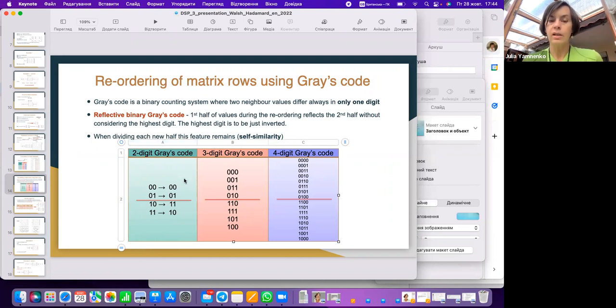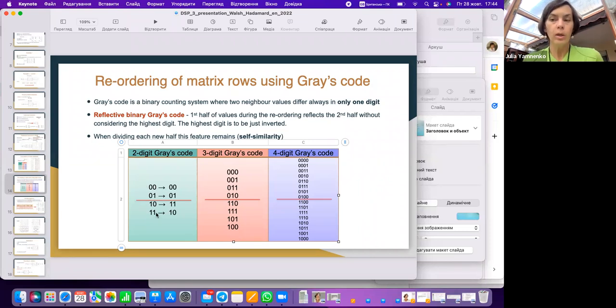There are 3 examples of reflective binary Gray code for different numbers of digits. The first one is marked by green color. It's a 2-digit Gray code. So this is a sequence of binary numbers where each of these numbers consists of only 2 digits. We have here on the left side the normal binary numbers, not presented in Gray code, just binary numbers going in the normal binary system: 0 0, 0 1, 1 0, and 1 1. So this is a normal sequence.